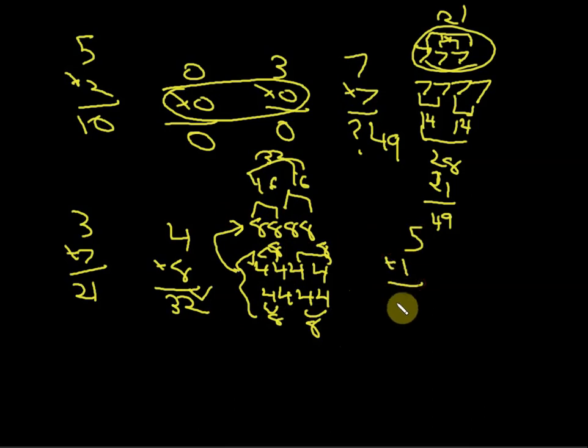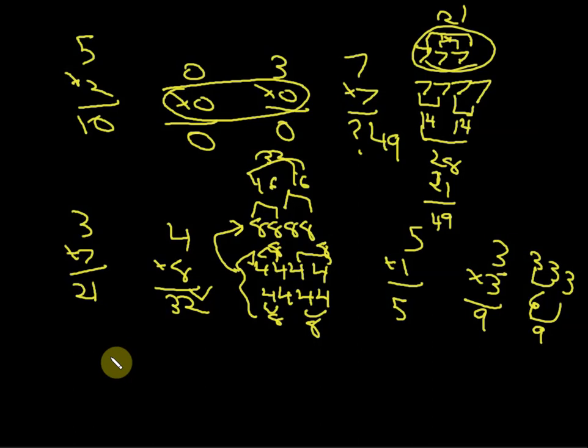5 times 1 is 5. 3 times 3 is 9, and you can do some simple counting right here: 6, 9. We have 9 times 7, 63. For some reason, this always throws a lot of people off, so we'll go ahead and do it this way.